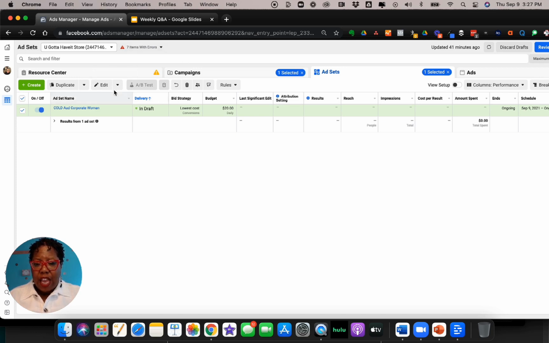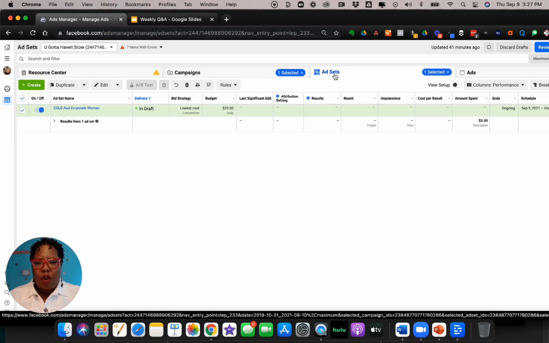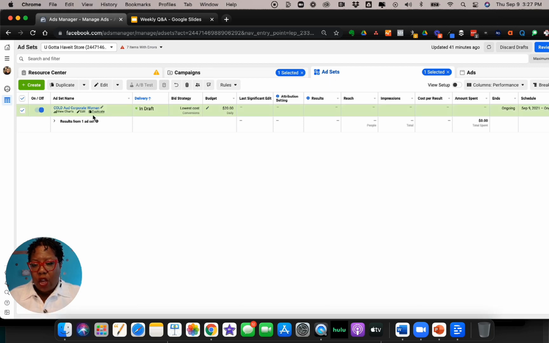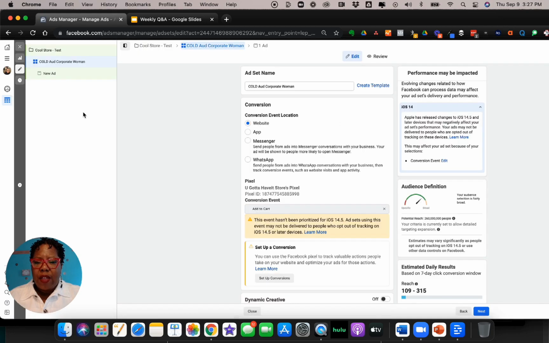Ads Manager. And as you can see how it's set up, we're going to go over here to campaigns, ad sets, and ads. Now, ad sets are where you have your audiences. That is the area where you create your audiences. So we're going to go in there. I already started one, but we're going to go into that and edit it.